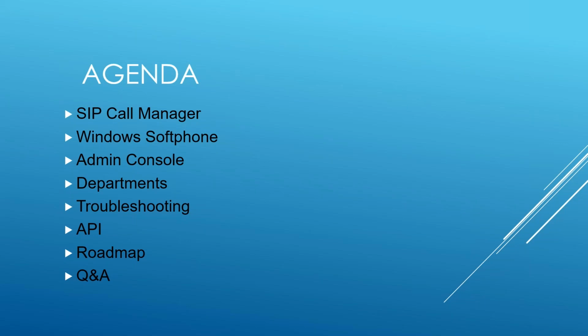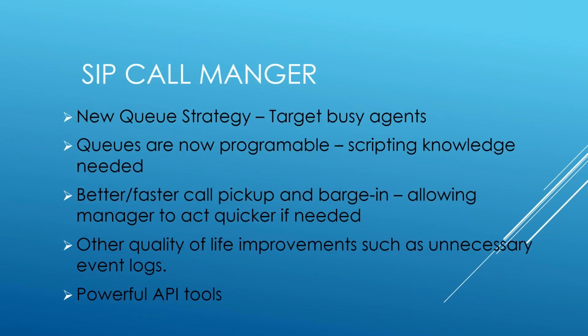So, in terms of the SIP Call Manager, quite a few new updates around this, really aiming at the larger customers and the contact centers. We've got a new queue strategy, which is the target busy agents. So this is essentially where an agent that's on do not disturb or is busy gets an alert about a waiting call, so they can decide whether they want to take that call or not.